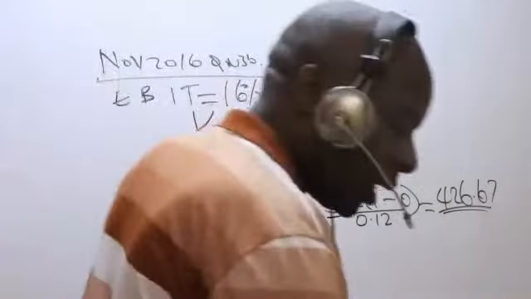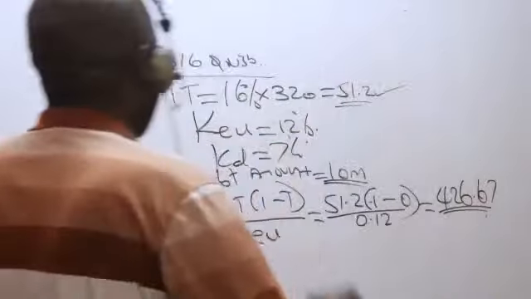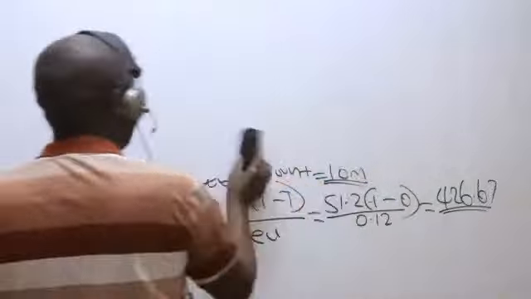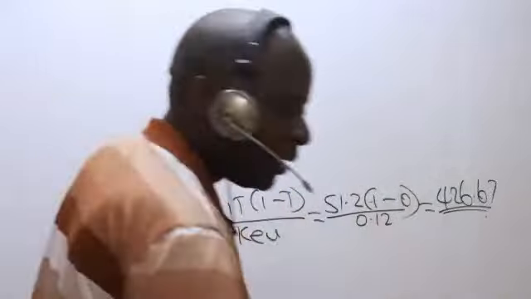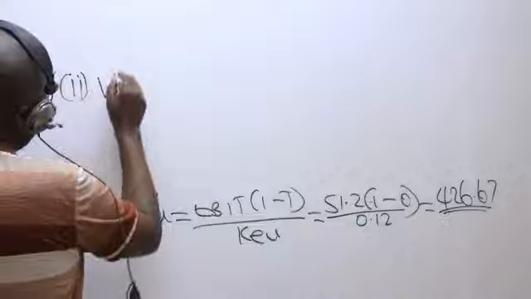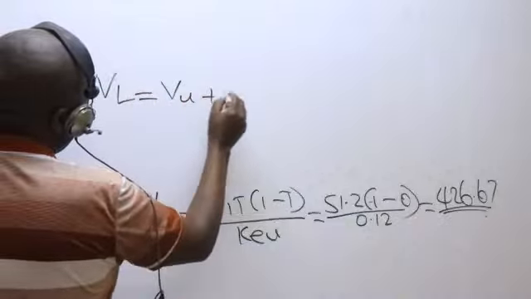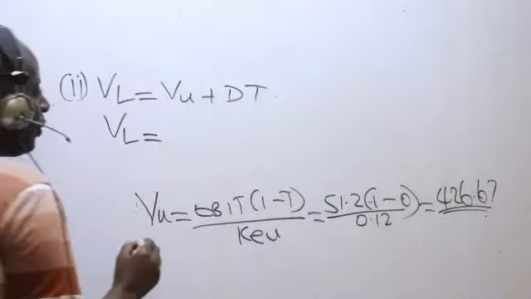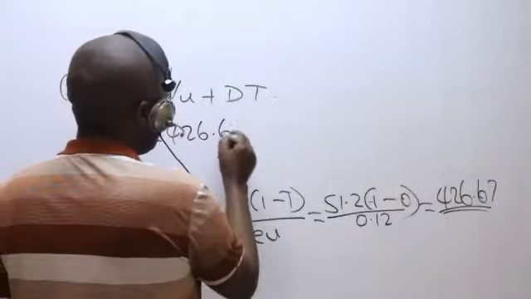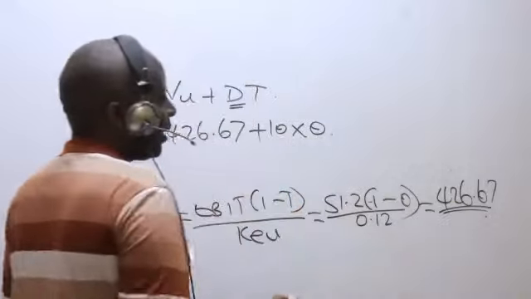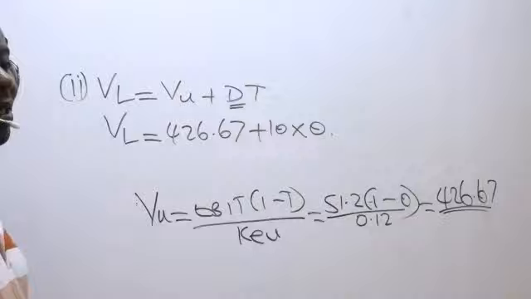If I'm the one doing this, I know this is Modigliani Miller. And if it is Modigliani Miller, I know number 2: value of a levered firm will always be equal to value of an unlevered firm plus debt. So value of a levered firm equals value of unlevered, which is 426.67, plus debt. Debt is 10. And because they have told us without taxes, I'll use 0 there. I'll get your answer.